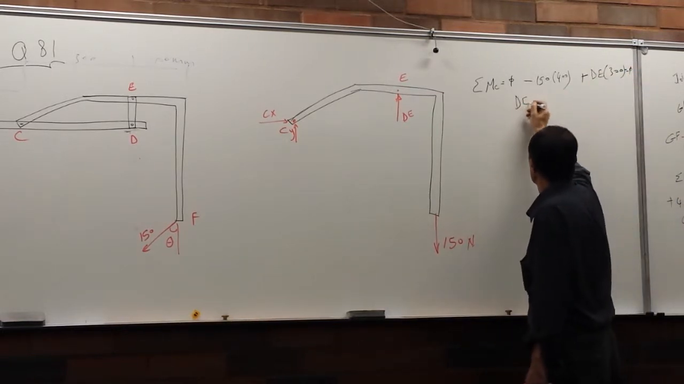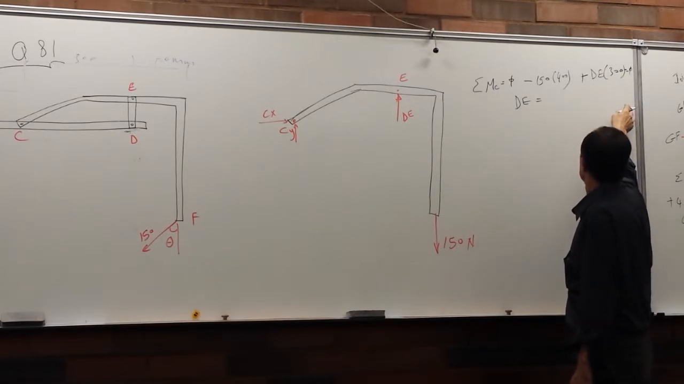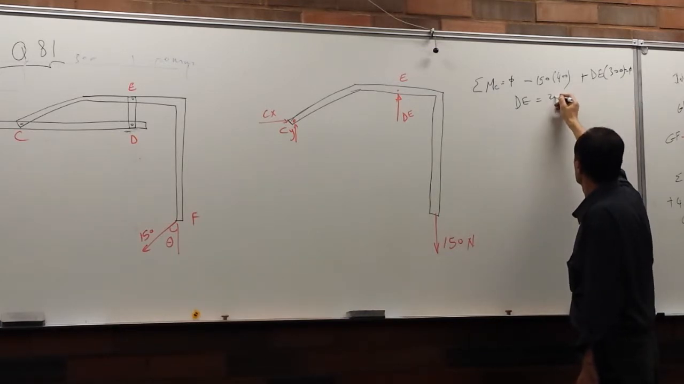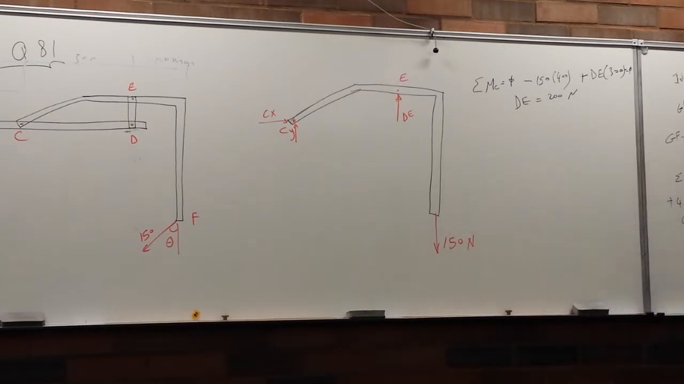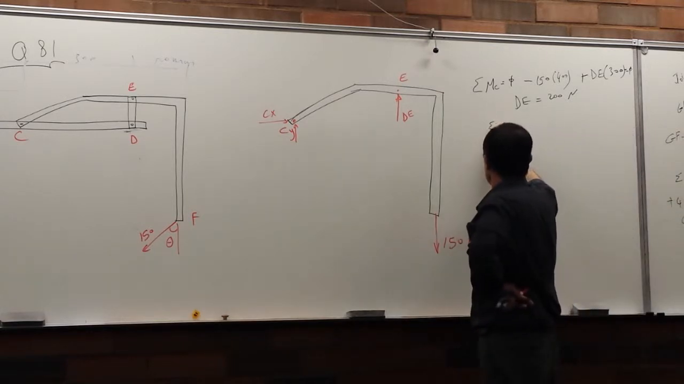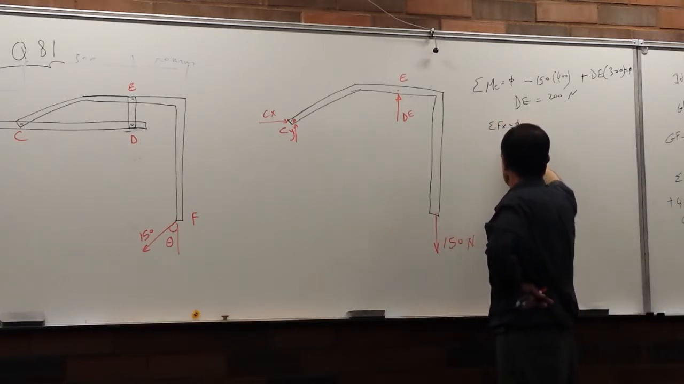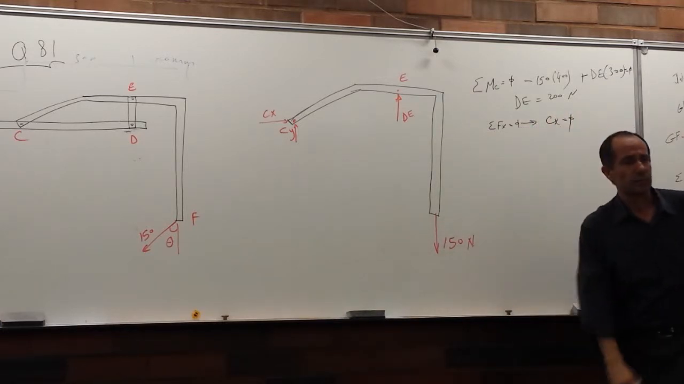From here, DE equals 200. Right? Agree? Sum of forces on X, sum of forces on Y. Sum of forces on X equals 0, CX equals 0. Correct?